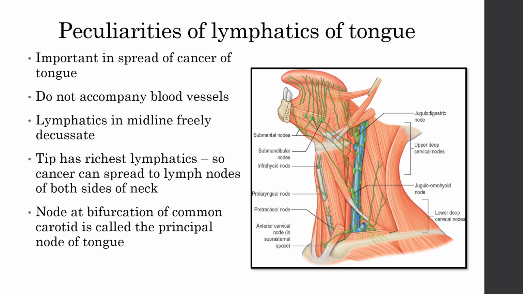The peculiarity of these lymphatics of the tongue is that they are very important in the spread of cancer. These lymphatics do not accompany the blood vessels. The lymphatics which are in the midline freely cross or decussate. The tip of the tongue has the richest lymphatics, so cancer from there can spread not just to submental lymph nodes but to the deep group of lymph nodes on both sides of the neck. The node at the bifurcation of the common carotid artery is the principal node of the tongue.